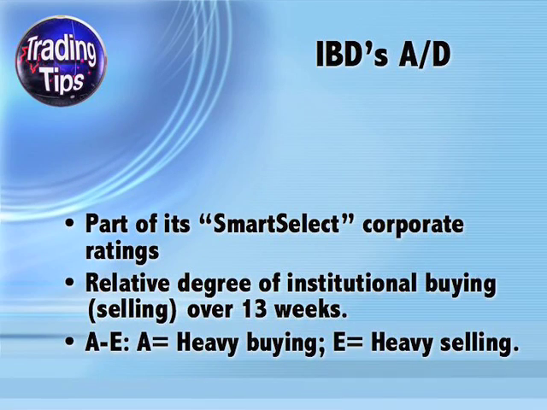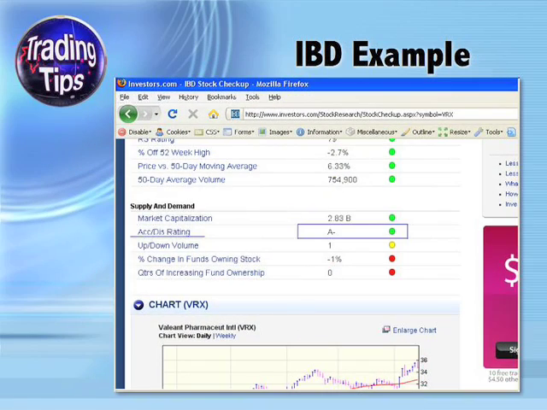Similar to the accumulation distribution line is Investors Business Daily's accumulation distribution statistic, which is part of its Smart Select corporate ratings series. This is a letter grade given to each stock that measures its relative degree of institutional buying or selling over the past quarter. A grade of A means heavy buying. A grade of E means heavy selling. This is accessible from the stock checkup section at investors.com. Here's an example of an IBD stock checkup. This particular stock has an A- accumulation distribution rating, meaning that institutional buying over the past 13 weeks has been quite heavy.